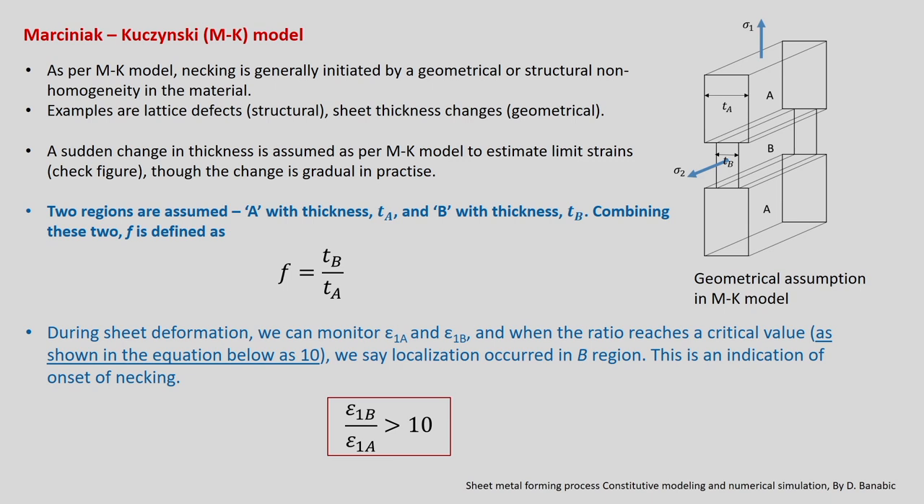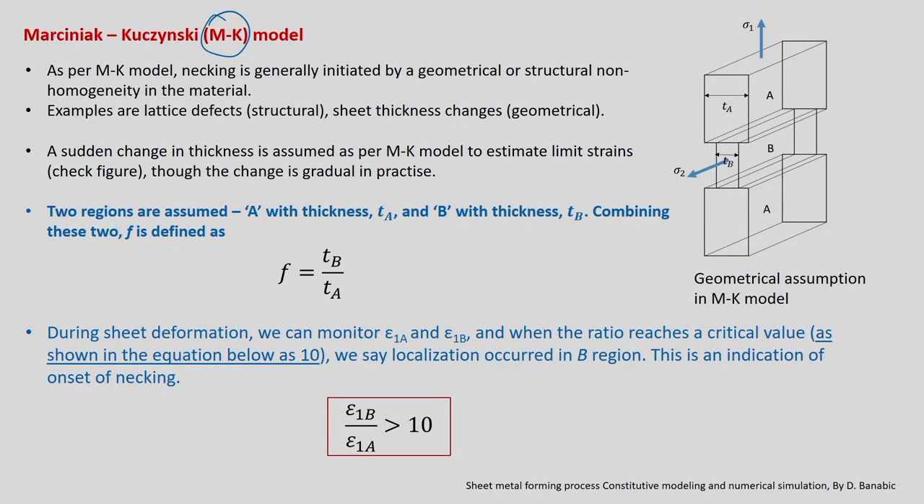Now the Marciniak-Kosinski model. This model is in short called the MK model. This is very famously used to predict the forming limit curve of any sheet material in this subject. And this particular model basically assumes that necking is generally initiated by geometrical or structural heterogeneity in the material. That we already know, that we already introduced.